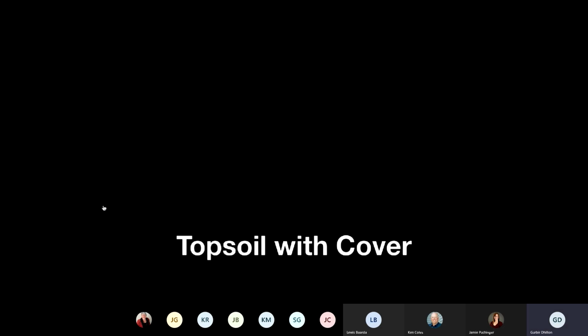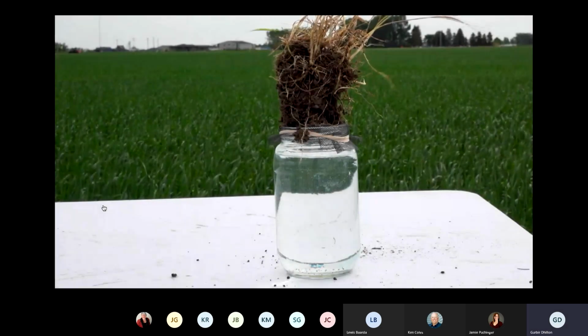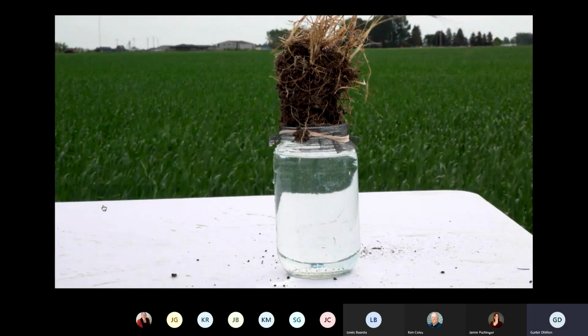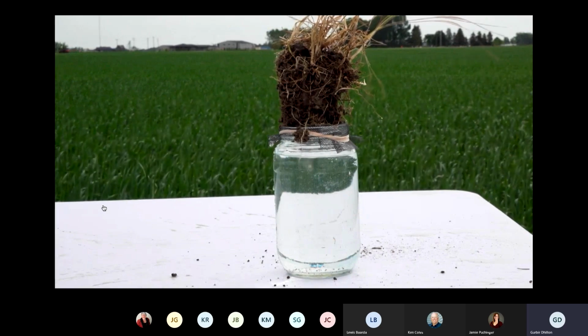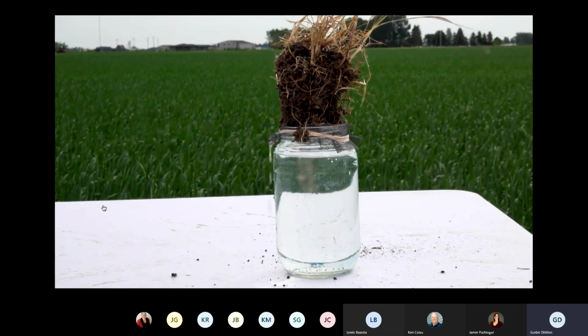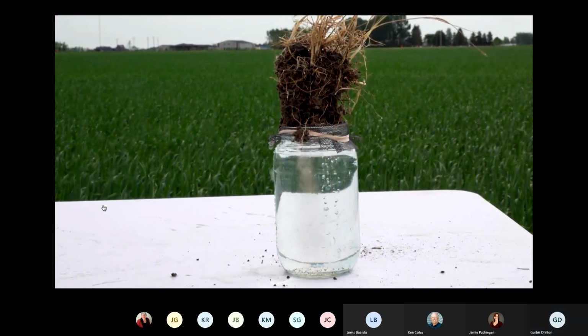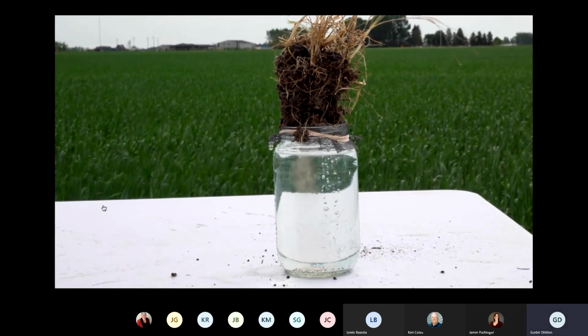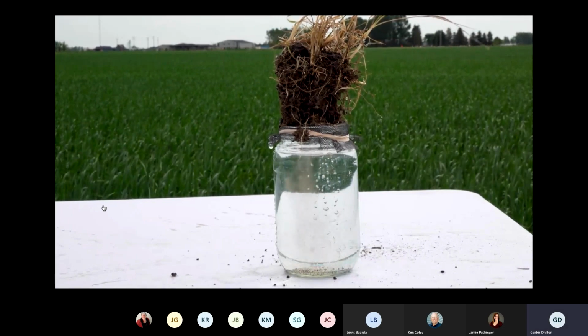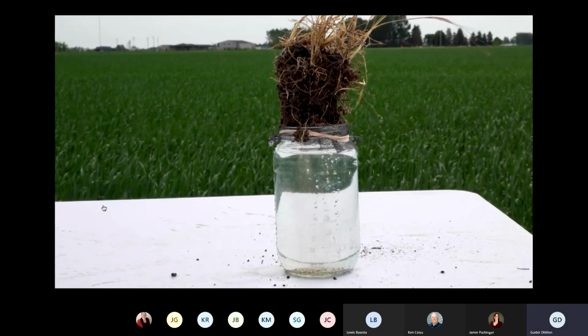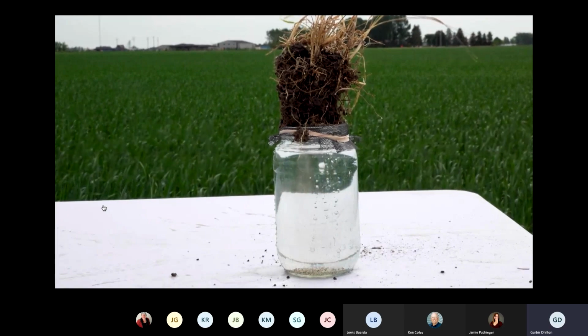The topsoils with a cover crop, lots of roots here, lots of organic matter. These soils show almost no disintegration. The water remains almost clear, again indicating the importance of roots and organic matter in holding up the aggregates.